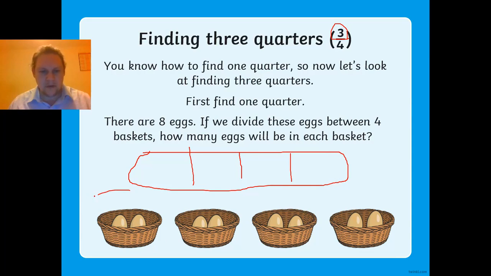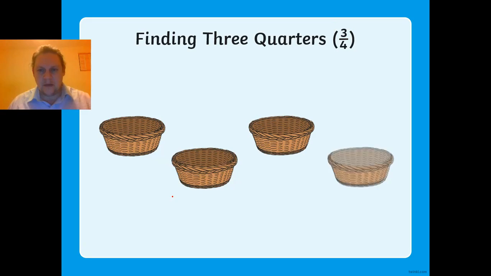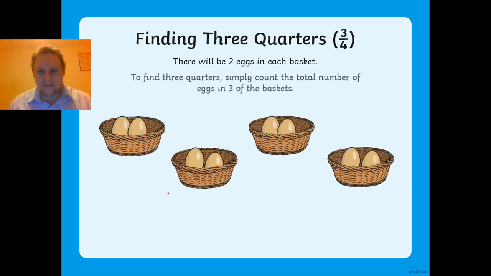And now we've got 2 eggs in each basket. We've got 1, 2, 3, 4 equal groups, 2 in each group. So 1/4 of 8 is going to be 2. But what if we need 3/4? There'll be 2 eggs in each basket.